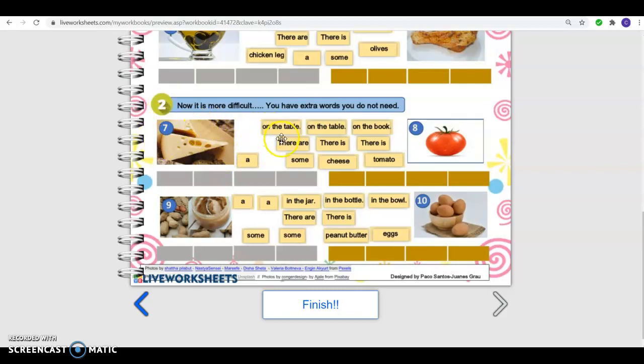Here we have cheese. What would we say here? There are or there is? Si cheese is uncountable, ¿qué usarás? There are or there is? Good. There is. There is some. What do we have in the picture? Cheese, right? Cheese on the table. Okay, there is some cheese on the table.